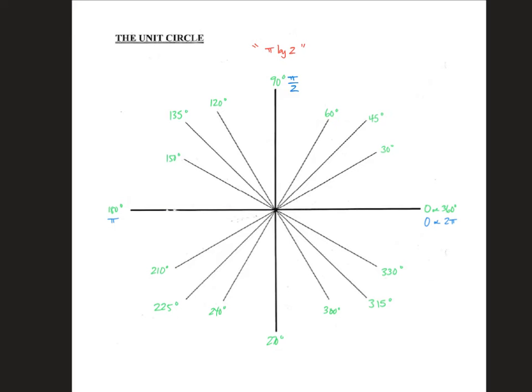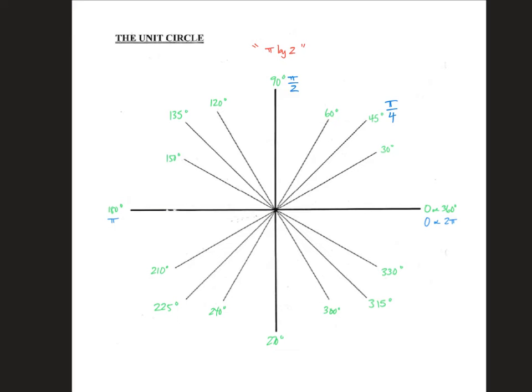Okay. I think we could then work our way through the rest. I think the next easiest angle for us is probably a 45-degree angle, because a 45-degree angle is half of a 90-degree angle. And if I take half of pi by 2, then I get pi by 4. Now let's fill in the rest of our angles that are in the first quadrant.